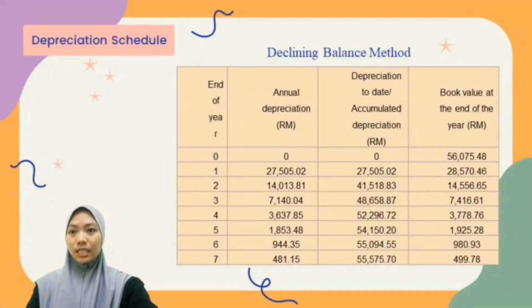Next is the depreciation schedule. We are using the declining balance method and the sum of year digit method to count the cost of capital asset over their useful life. For the declining balance method, the book value of the cutting machine is 56,075 ringgit 48 cent. We count it for 7 years and the last book value we got is 499 ringgit 78 cent, which is the same as the salvage value.